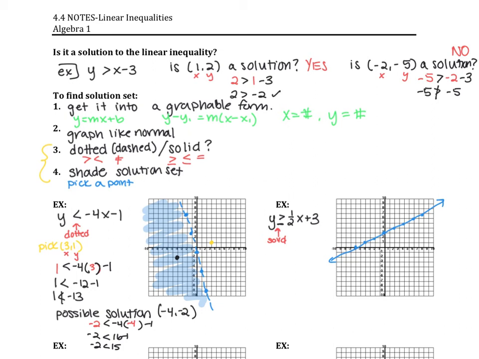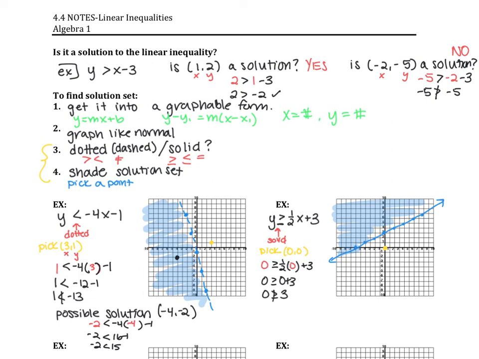So let's pick the point. You know what's going to be easy to pick now? 0, 0. So let's pick the point 0, 0. And I'm going to test that in my equation. Is 0 greater than or equal to 1/2 times 0 plus 3? Is this a true statement? Is 0 greater than or equal to 0 plus 3? Is 0 greater than or equal to 3? Well, no, 0 is not greater than 3. So I know that my solution region is not the side that's 0, 0, but the other side. So my solution region is up here.